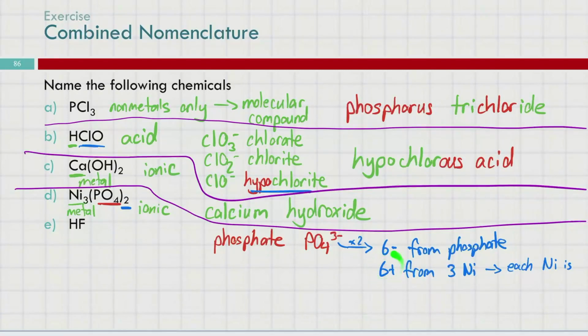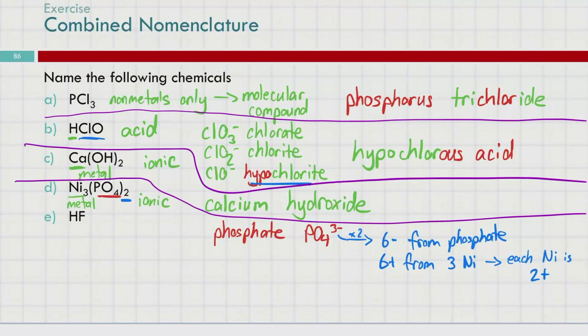We've got 6 plus charge. We've got 3 of them. 6 divided by 3. Each nickel must be a 2 plus charge. And that's the piece that we were missing to be able to name this, since it can form multiple charges. So nickel, specify the charge in parentheses of 2, and then the name of our oxyanion, phosphate.